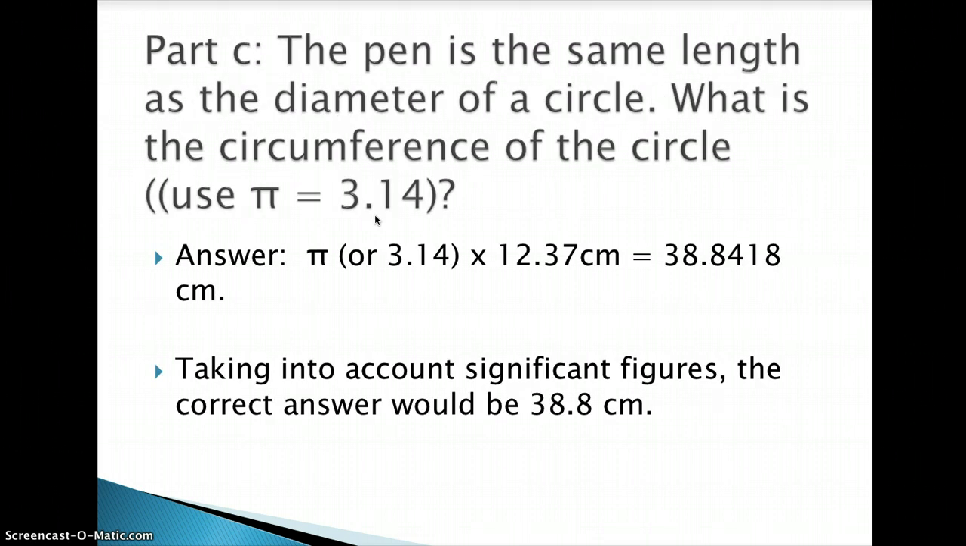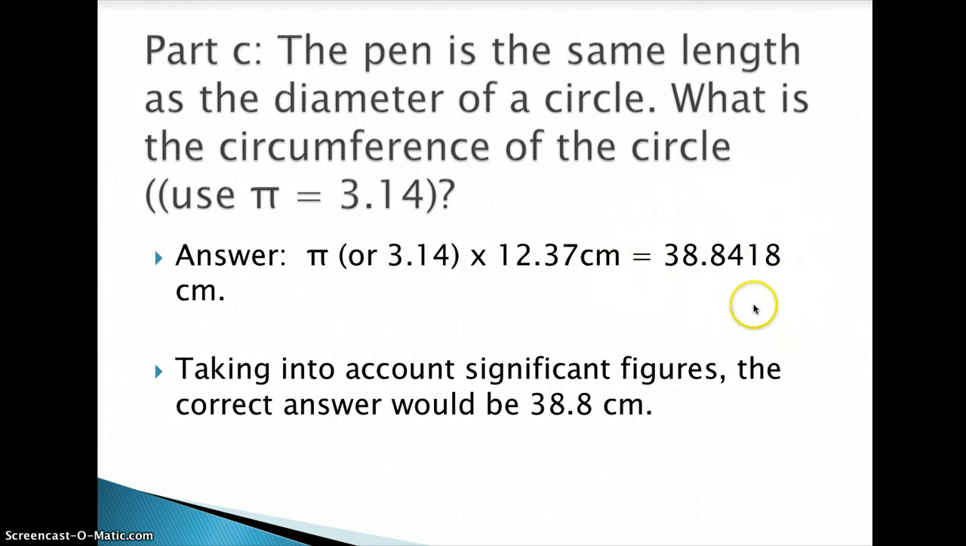Part C. The pen is the same length as the diameter of a circle. What is the circumference of the circle? Use pi equals 3.14. Let's say that your pen is the diameter of a circle. To find the circumference of a circle, we use pi times the diameter of that circle. So if the pen's length is the diameter, we would do 3.14, because that's what we're using for pi, times 12.37 centimeters, because that's the diameter of our makeshift circle. If you put that into your calculator, you're going to come up with this number.